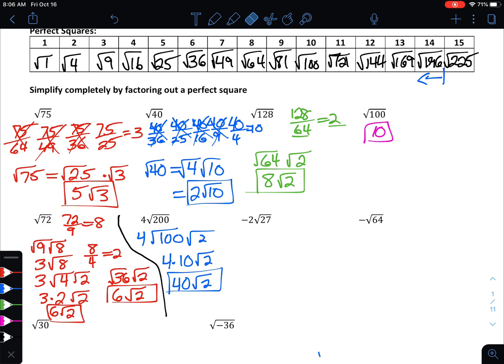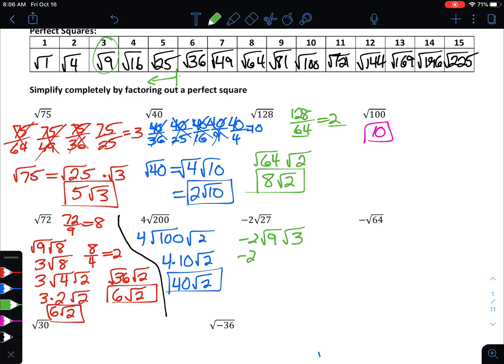All right. For negative 2 square root of 27, let's think about 27. So you're starting at 25 and checking numbers to the left of that to divide by. It ends up being square root of 9 that you can divide by. So that would be negative 2 multiplied by square root of 9 multiplied by square root of 3, because 9 multiplied by 3 is 27.